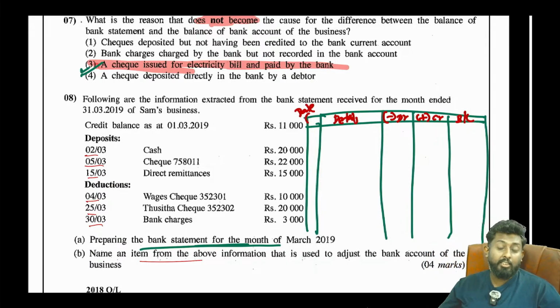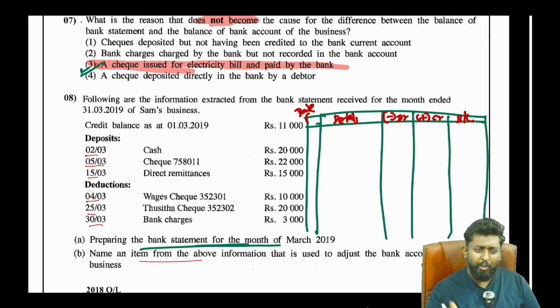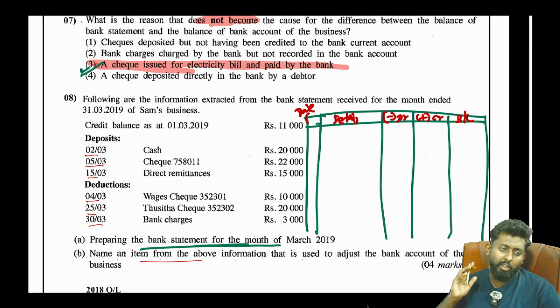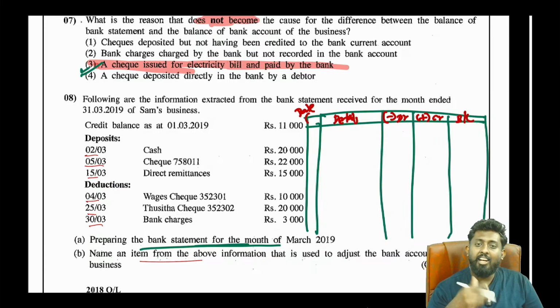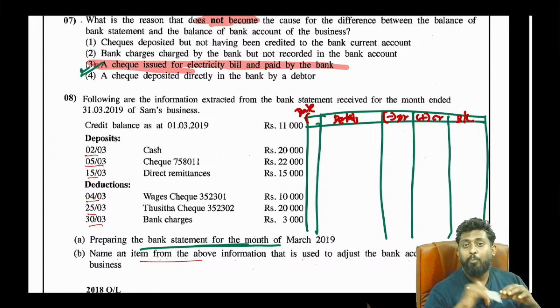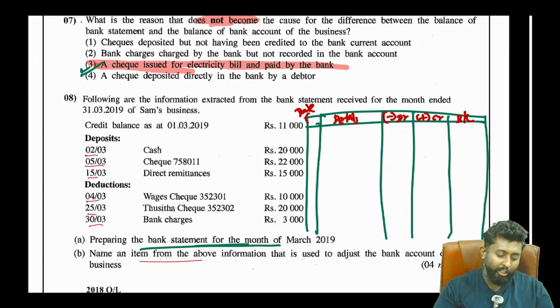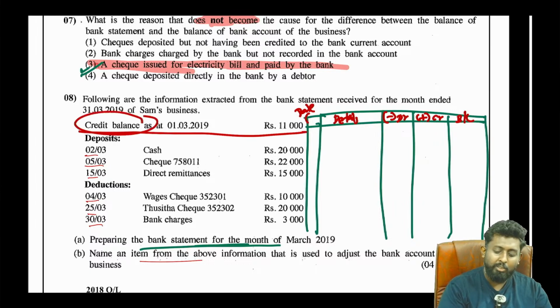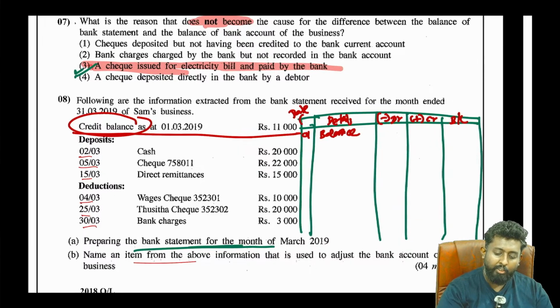So in this sum they ask to prepare a bank statement. Why are they checking this in this paper? They have given deposits and deductions, very simple. Deposits are all credit, deductions are all debit, but you have to record in date order. How to start? They have given a credit balance. For the bank statement, credit means plus. So it's a plus balance. You record the date, mention brought forward, or you can call it balance. How much? 11,000 rupees.